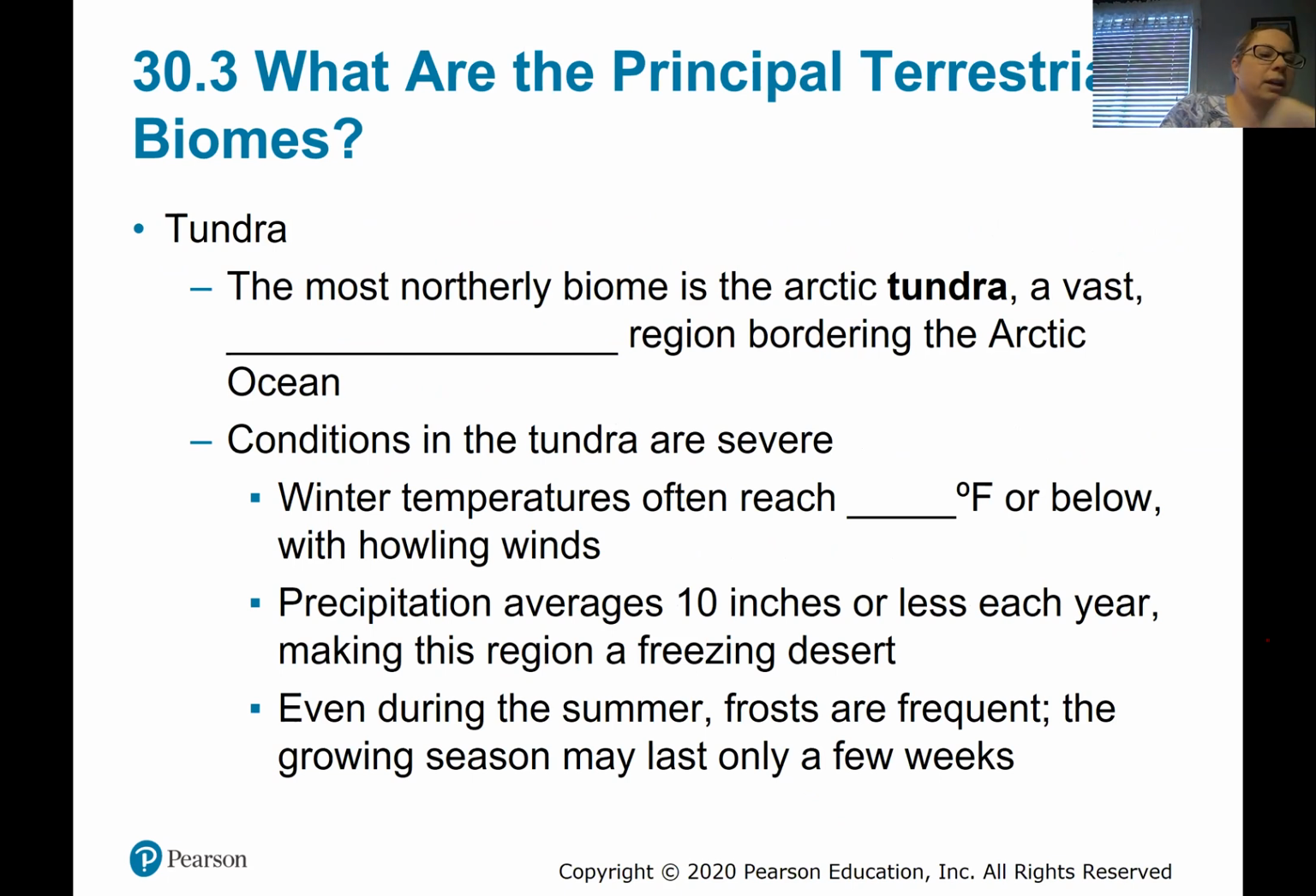Two more of these. Number 10 is the tundra, and that is the most northerly biome. It's going through the Arctic tundra, and it's a vast treeless area up by the Arctic Ocean. Conditions here are going to be pretty severe. Temperatures can regularly get 40 degrees Fahrenheit or below with very, very windy conditions. Very dry, kind of makes it like a frozen desert. During the summer, there can be frosts even during July and August, and the growing season is very, very short.